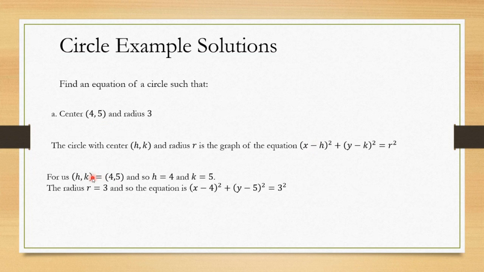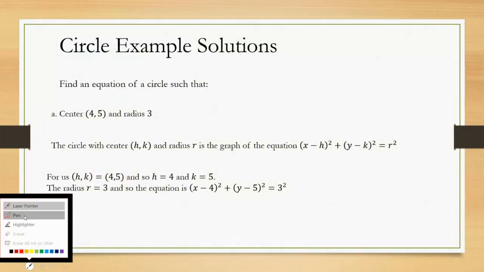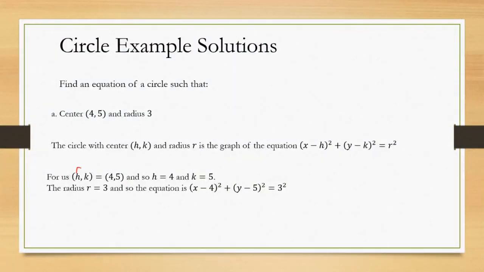Now, how do we pull that off? Remember, if two points are equal, then their x coordinates are the same, and their y coordinates are the same. So basically, what I'm saying is that h is 4 and k is 5. And since the radius is 3, we just take r to be 3. And so this is our equation.